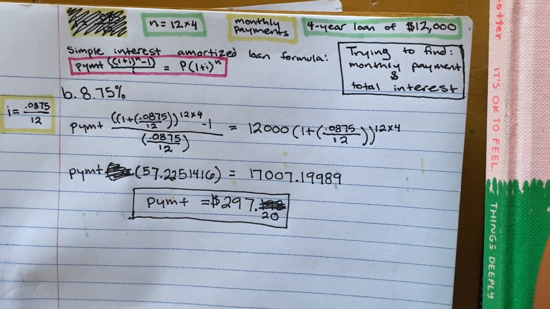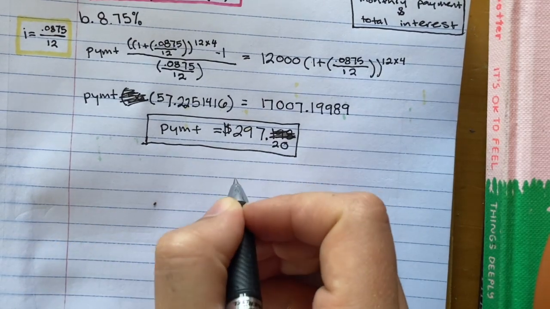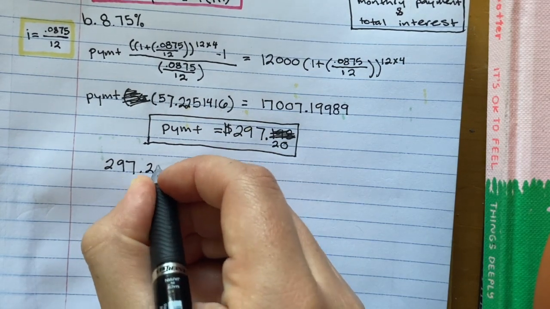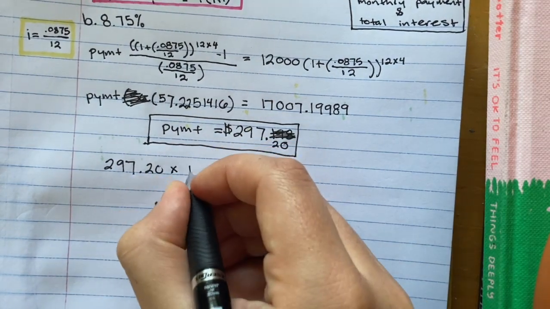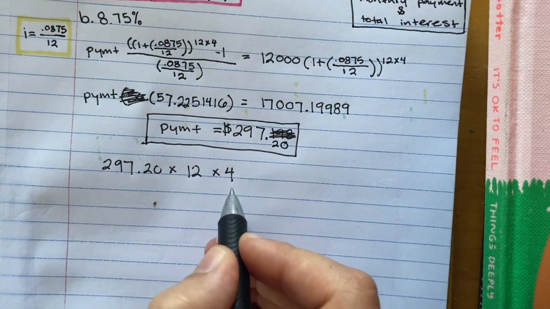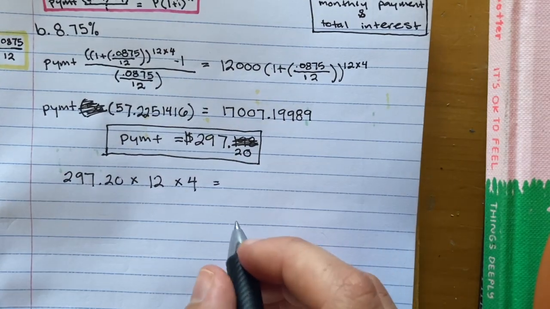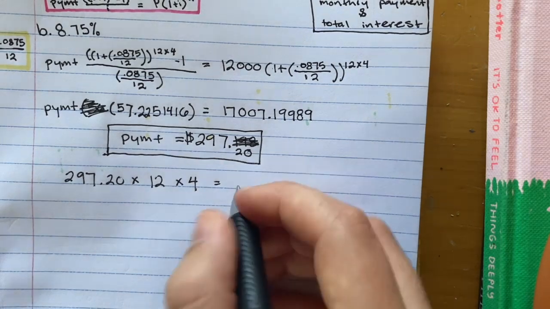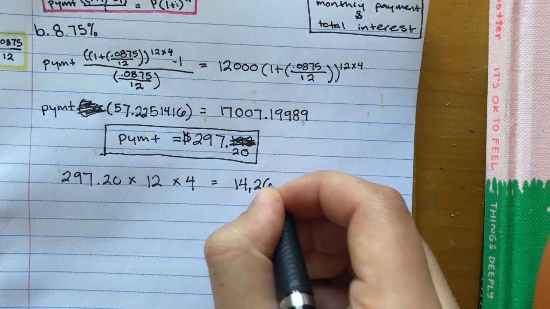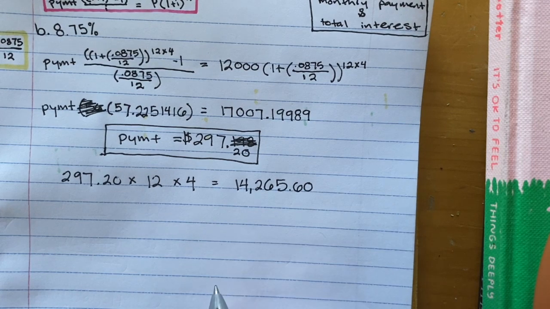Let's see what happens to the total amount of interest you pay over the loan period. So just like the last problem, we're going to take our monthly payment amount and multiply that by 12 times 4, because this is happening every month for 4 years. This looks very similar to your n. So if you multiply these guys together, you're going to get $14,265.60. So that's the total amount of money you're going to pay over the loan period.